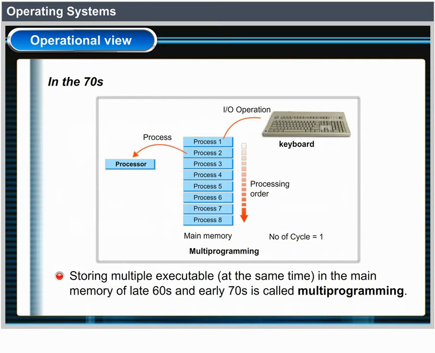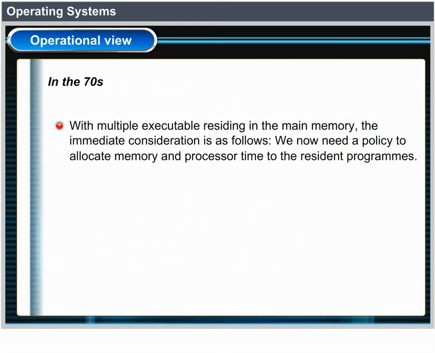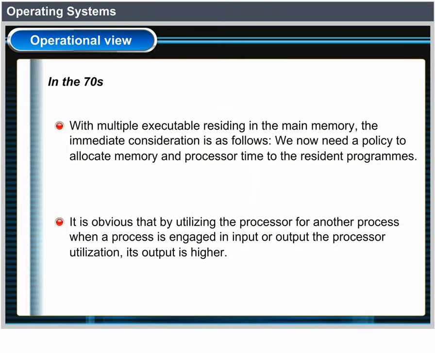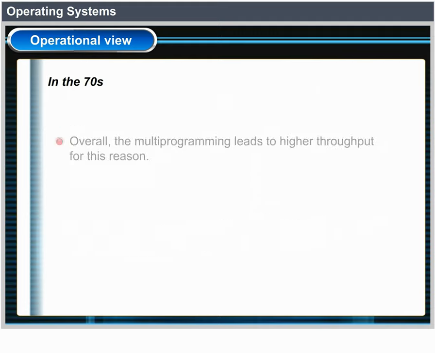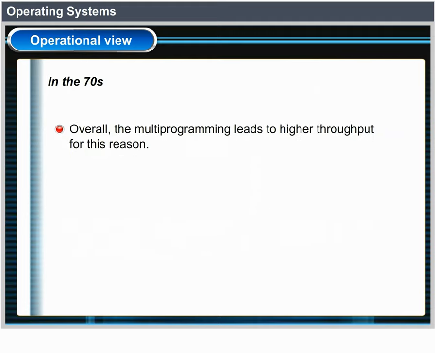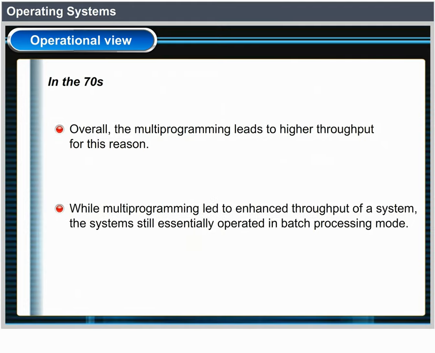Multiprogramming, as shown, with multiple executables residing in the main memory, the immediate consideration is we now need a policy to allocate memory and processor time to the resident programs. It is obvious that by utilizing the processor for another process when a process is engaged in input or output, the processor utilization and, therefore, its output are higher. Overall, multiprogramming leads to higher throughput for this reason. While multiprogramming did lead to enhanced throughput of a system, the systems still essentially operated in batch processing mode.